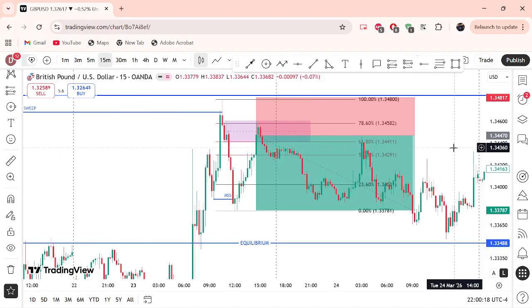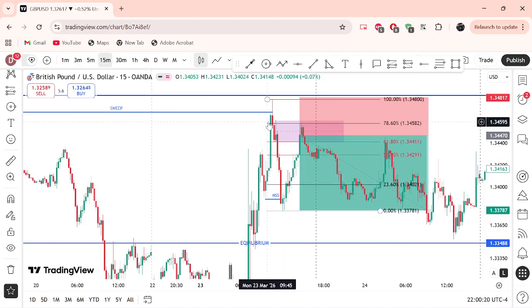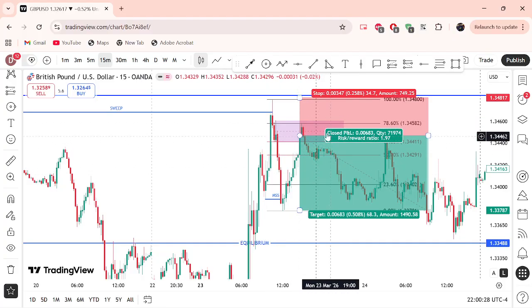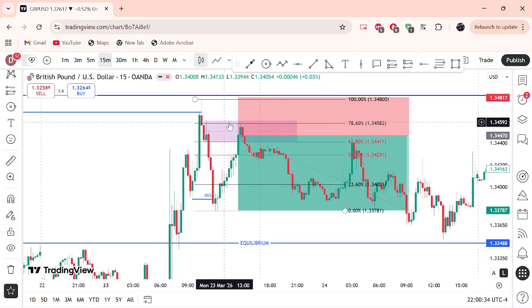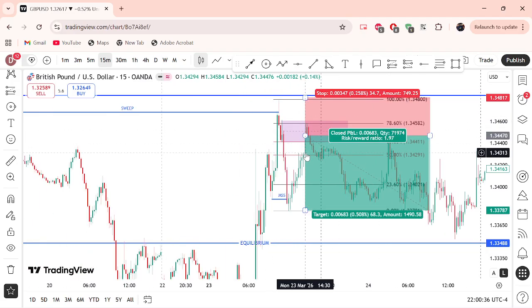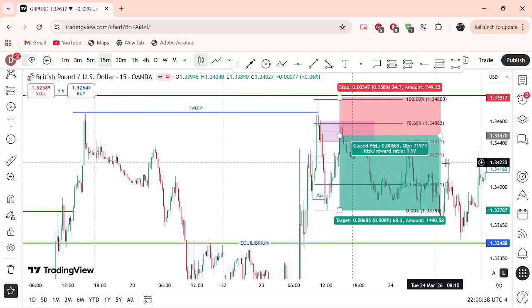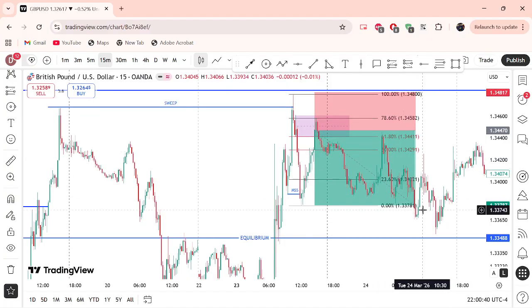A clean setup. You can see the 15 minutes internal market structure shift and the market returning to the area of interest. This was the 61% level, and I had to look for other confluence. This was an order block, and this is how I took the trade. I entered the trade with my stop loss here, and I held the trade up to Tuesday.